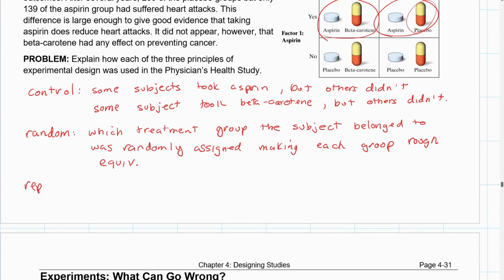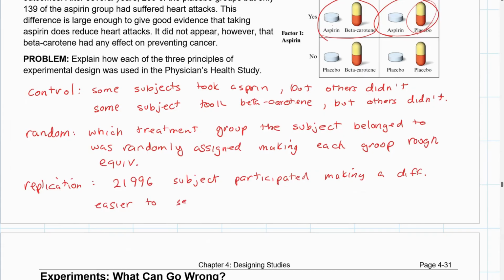And then the last one, replication. 21,996 subjects participated, making a difference easier to see if a difference existed.